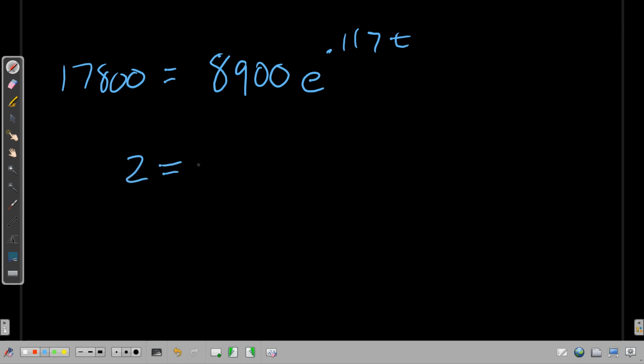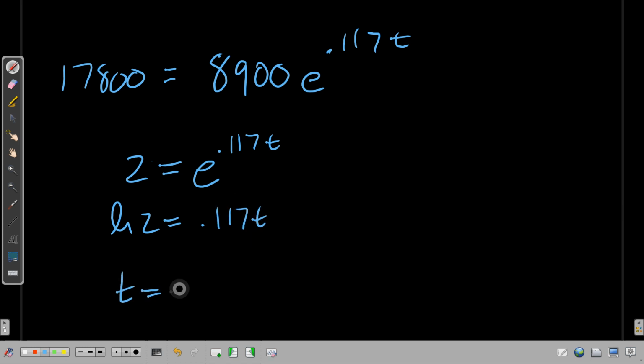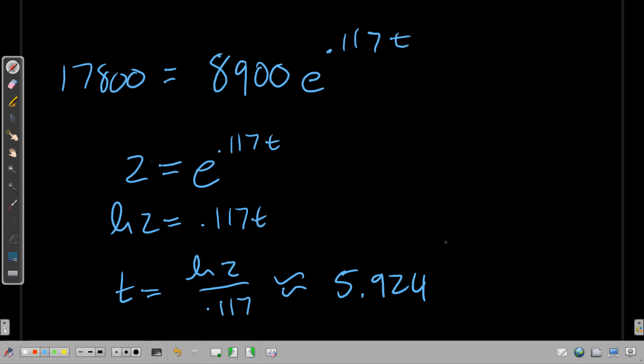It would just say that 2 is e to the 0.117t, like 2 to the 1 power, a doubling, right? And I take a natural log on both sides, so that the natural log of 2 is 0.117t, in which case t is the natural log of 2 divided by 0.117, which would approximately be 5.924. And they want it rounded to 1 decimal place, so just 5.9.